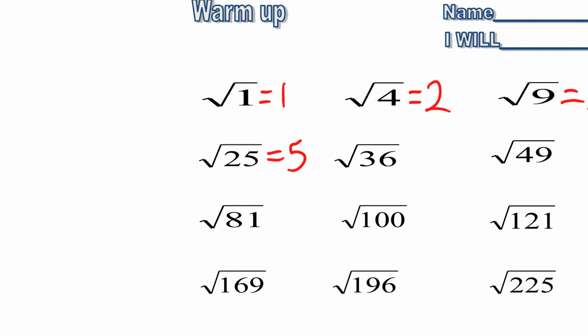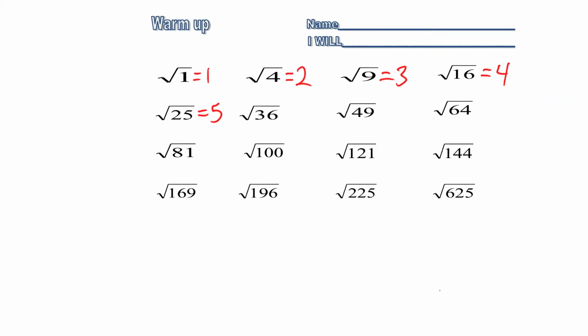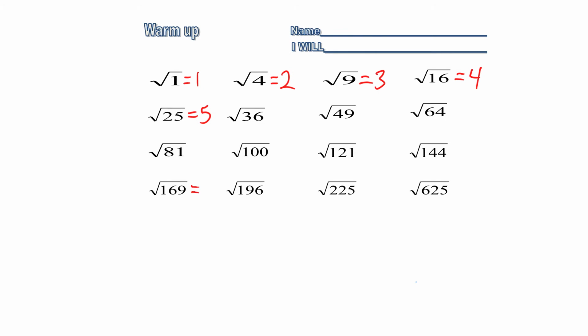Okay? So with square root of 25, I'm looking for some number times itself that gives me 25. So what number times itself is 25? It's 5, because 5 times 5 gives us 25. So you got that down here at the bottom. Square root of 169 is what? 13. Square root of 196 is 14, because 14 times 14 is 196. Square root of 225 is what? 15. And then square root of 625 is 25.